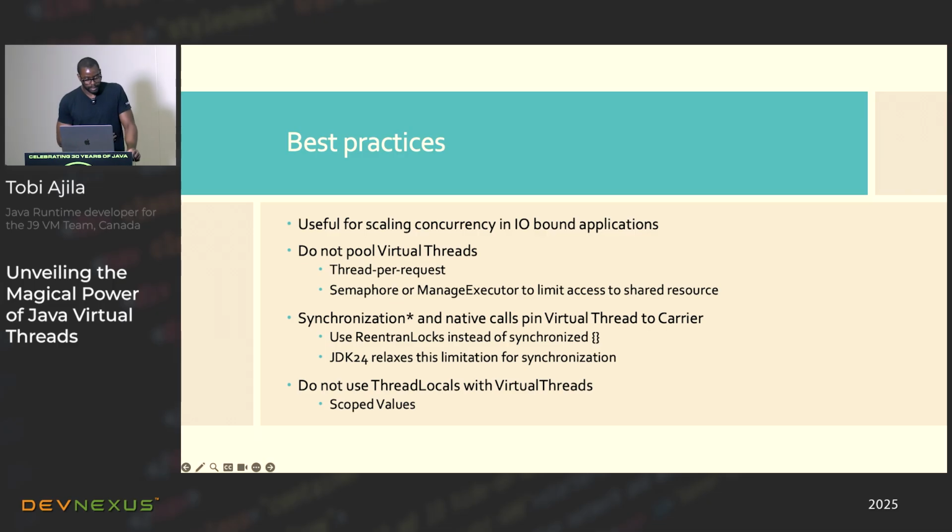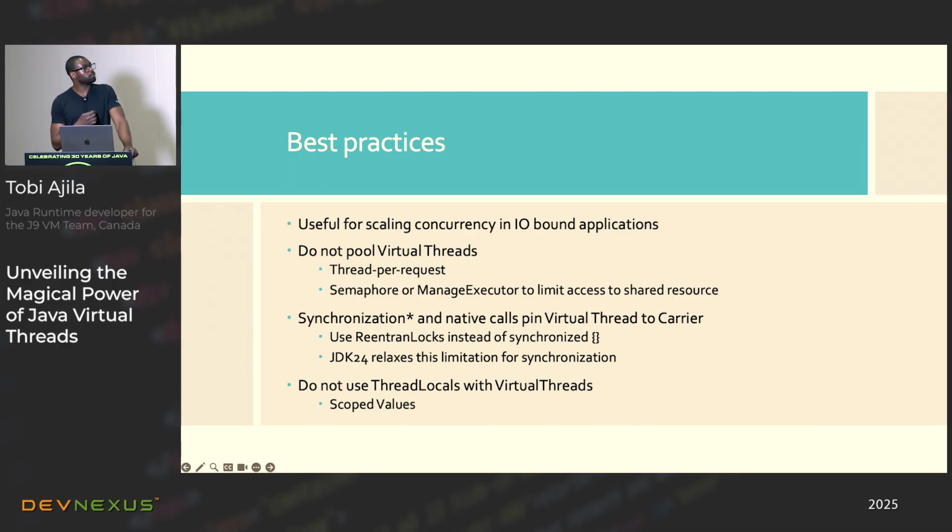So here are some best practices for using virtual threads. In general, it's very useful for I/O-bound applications. So if your application is bound by its ability to connect to external resources, databases, sockets, that stuff, it's very useful because you can use the thread per request model, and as soon as it blocks, another task takes its place.